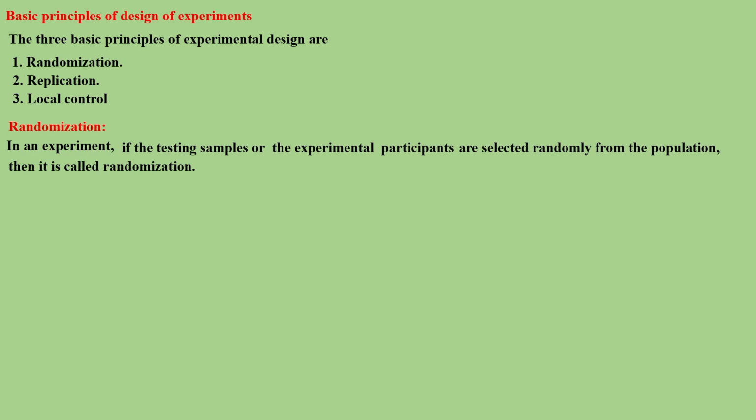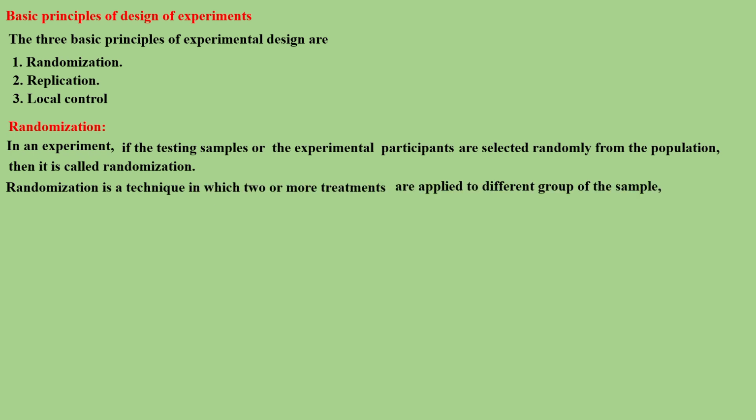That is called randomization. So you can choose any one from the total number of students, that is from the 30 students you can choose any one. In that case, all are getting equal chance to be selected. That is called randomization. So randomization is a technique in which two or more treatments are applied to different groups of the sample. The treatments to be applied to any group are decided by random sampling techniques.